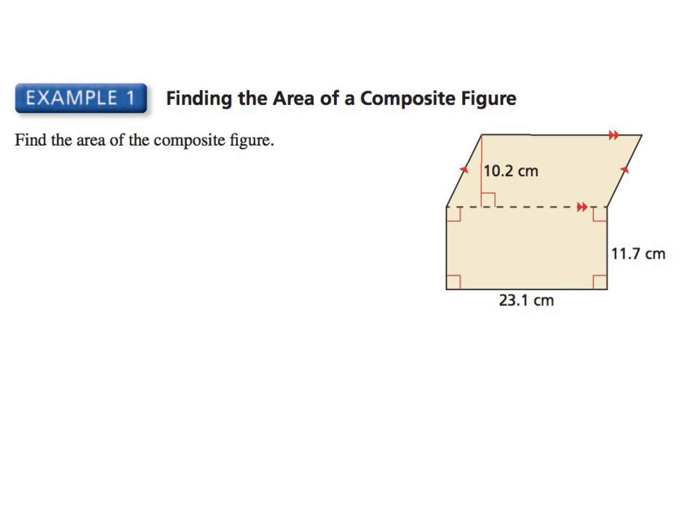Okay, so now finding the area of the composite figure. So we need to find the area of it. And if you look at the top, that is a parallelogram. You know it's a parallelogram because if you look at it, it's labeled. It's got those parallel sides labeled.